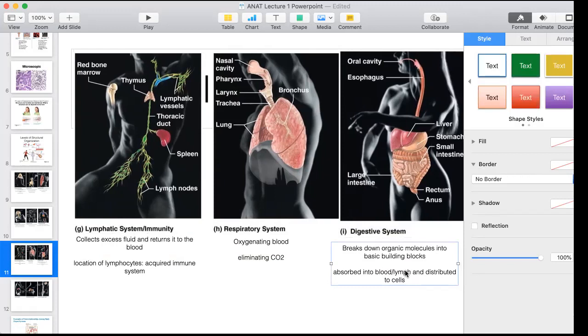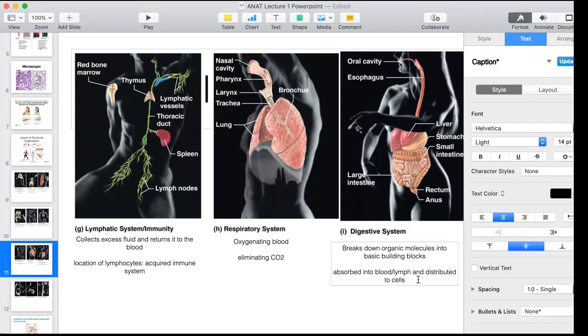So that's why, for example, if you say, hey, I'm feeling tired, I'm feeling low on energy, I'm going to go ahead and have a piece of bread. What happens is that bread is going to be broken down in your digestive system into its simplest building block, which is glucose, absorbed into your blood, and then your cells can use the glucose for cellular respiration. It also eliminates wastes.